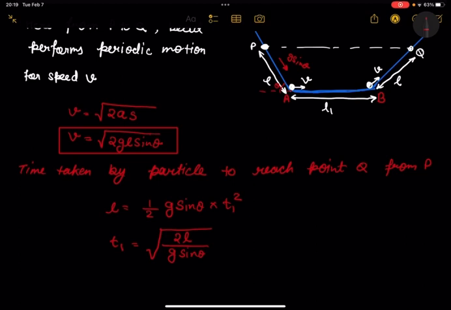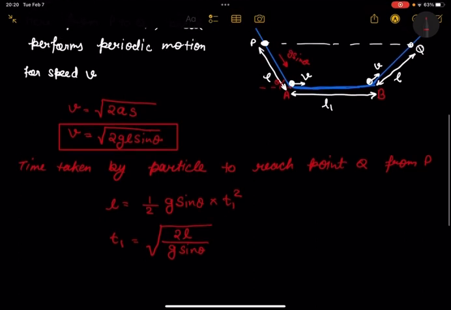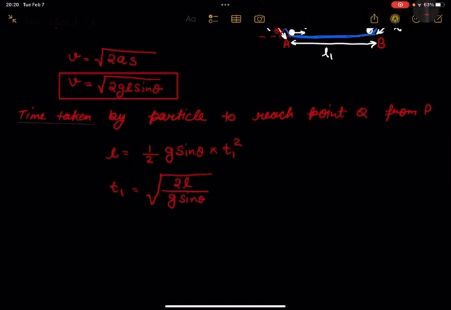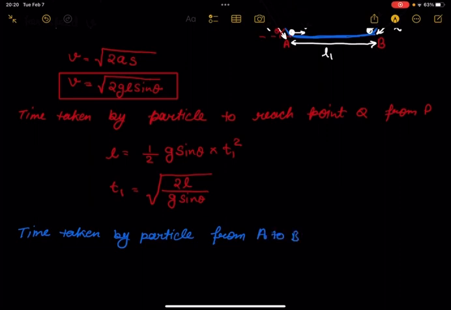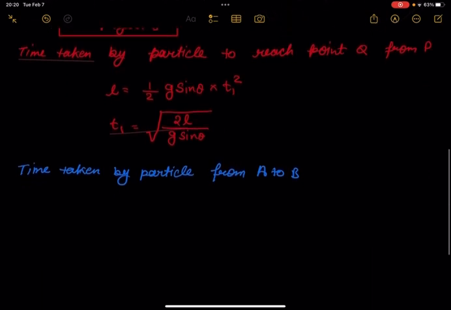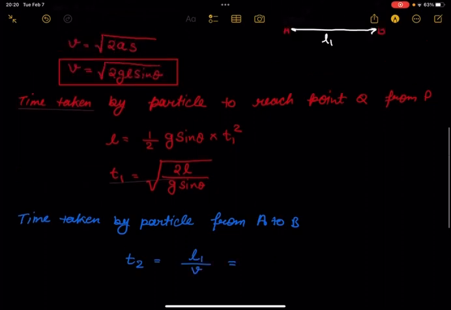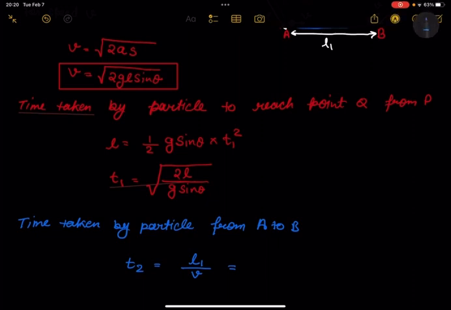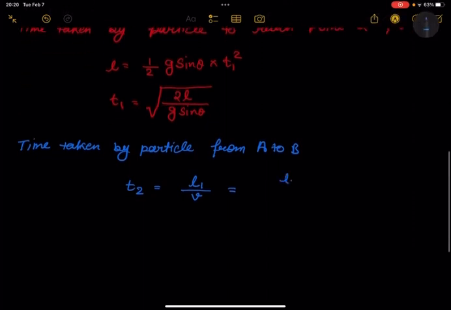This is the time. Now my dear friends, what is the time taken by the particle from A to B? It is moving with a constant speed covering a distance L1. So time T2 is equal to distance upon speed. The speed I already calculated is the square root of 2gL sine theta. So T2 is L1 upon the square root of 2gL sine theta. Is it clear?